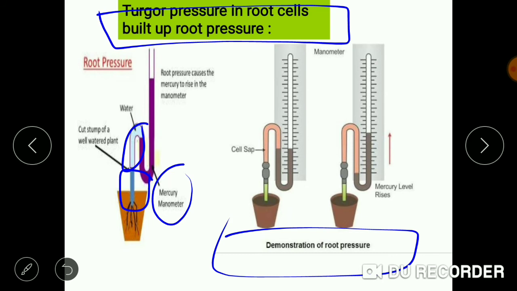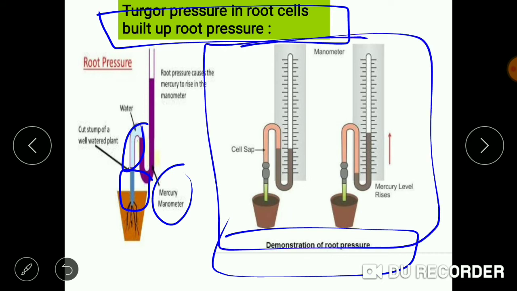And we can see on the right hand side, this is the complete setup showing the difference. Now they have left this setup for some time and then they have seen that there is a rise in mercury level. The rise in mercury level is due to the movement of water molecules. This movement of water molecules has pushed the mercury level up, and it has taken place because of the root pressure which was maintained.